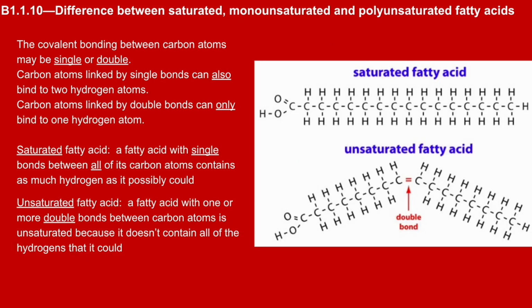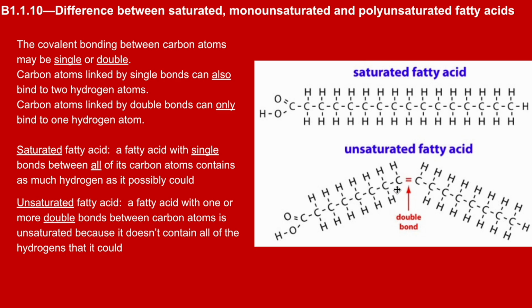Now, fatty acids can either be saturated or unsaturated. I like to think of saturated as saturated with hydrogens. You can see here that everywhere there could possibly be a hydrogen, one exists. On the other hand, an unsaturated fatty acid has at least one double bond.